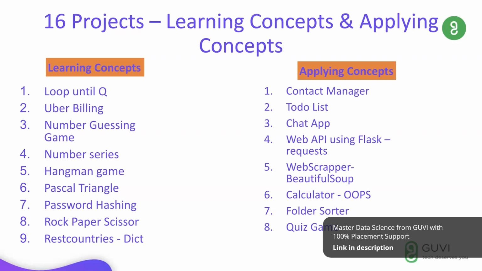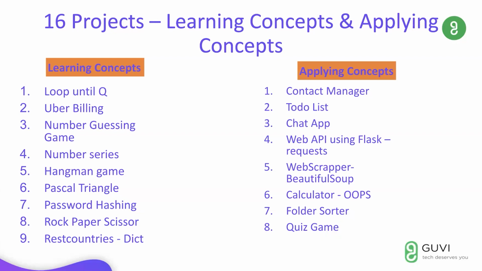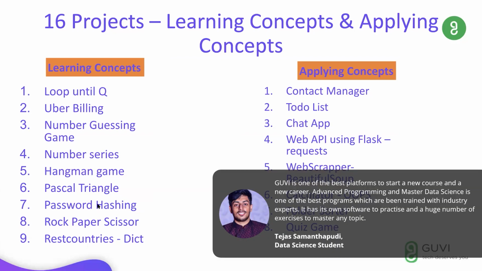You guys can take a screenshot of this. If you try this with the concepts which I taught, it will be more than enough for you to get a good grasp of the stuff. For example, the number series will use loops. Almost everything uses loops, and by default everything has a variable and array. Rest countries would be a dictionary. Password hashing also would be a dictionary.